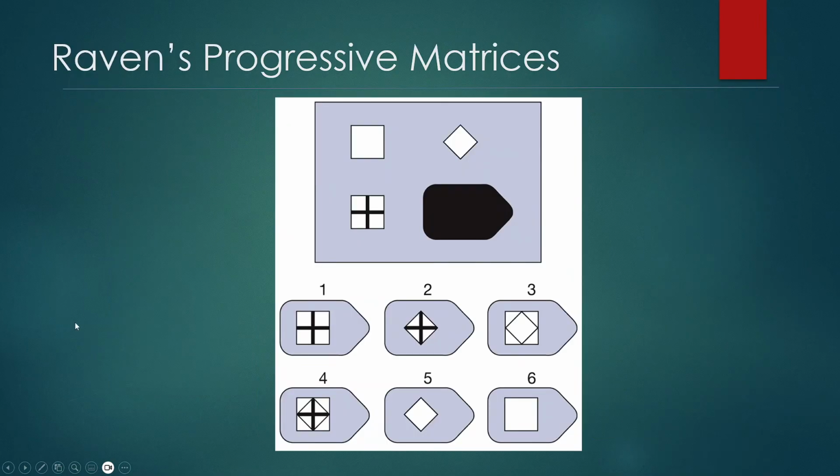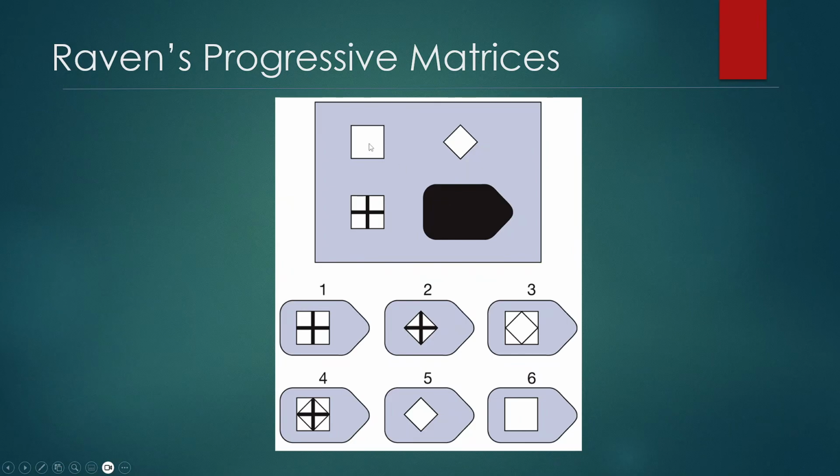Here's a different test called Raven's Progressive Matrices. And this one's kind of like the performance side of the WAIS, or the Wechsler in general. It's called progressive because you're supposed to start here, the square, then it's a diamond, then we have a square with a cross on it, and then this blank needs to be filled with one of these 6 options at the bottom.